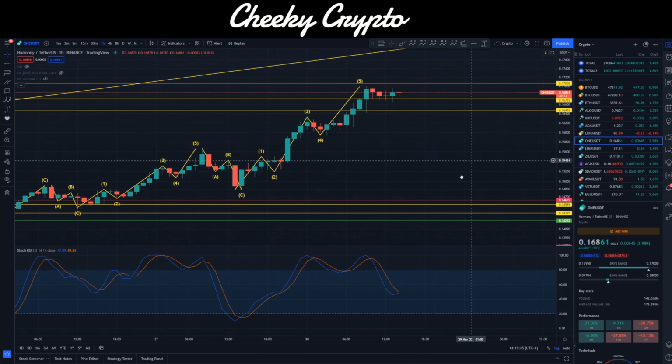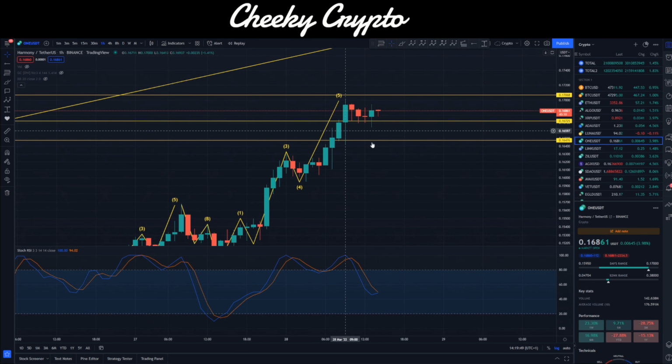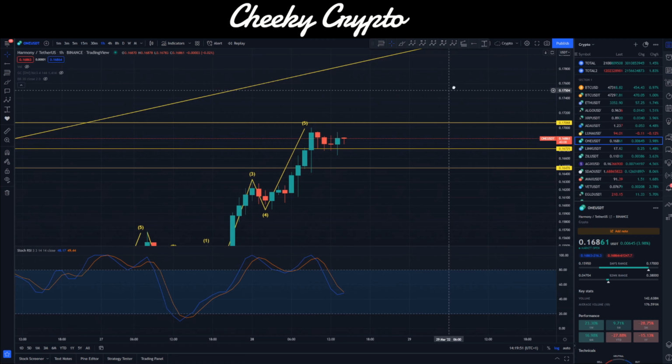So for now, I think it's all eyes on this corrective pattern that's playing out right now here for Harmony. Once this is done, I would expect us to then start seeing a good run to the upside.